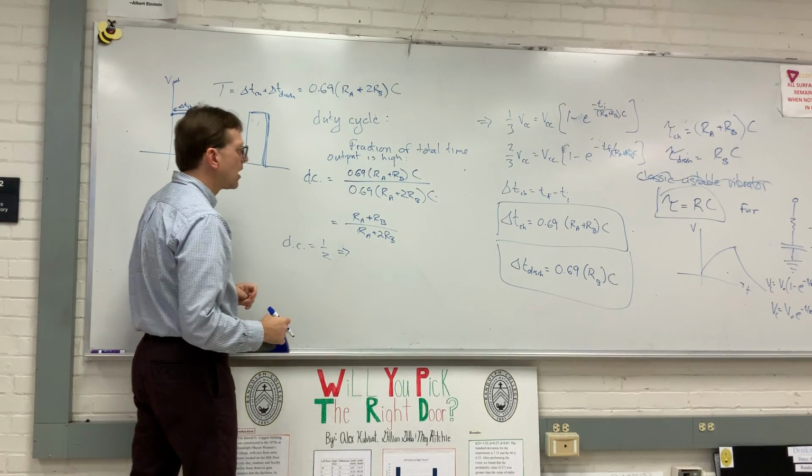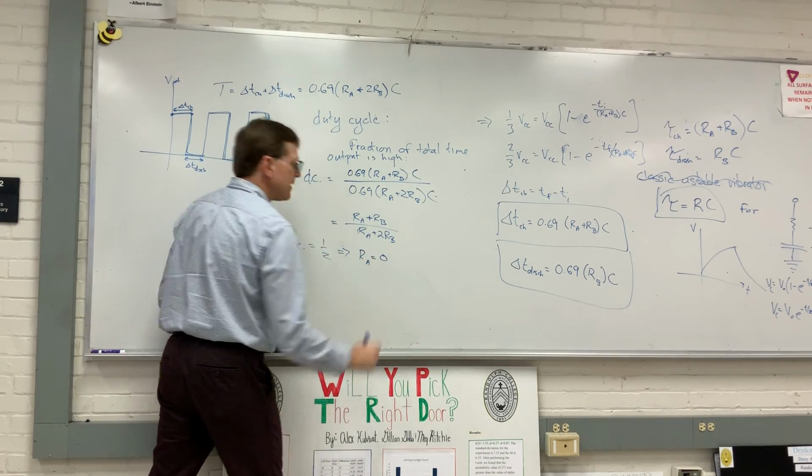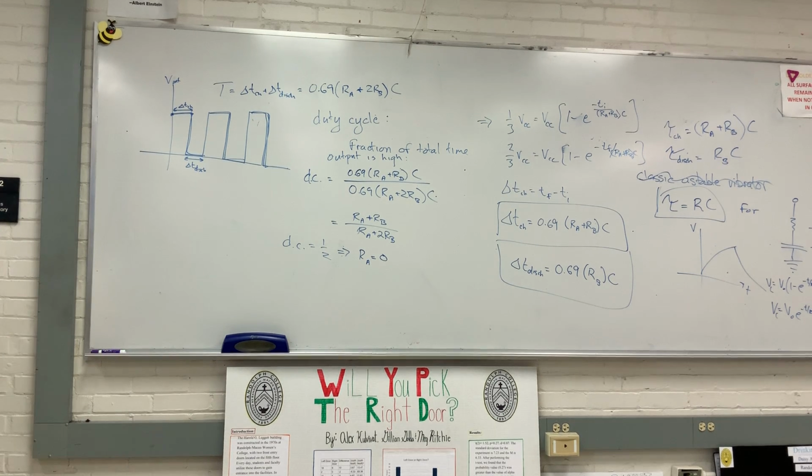RB could be anything, just nothing for RA. RA equals 0. If RA is 0, then no matter what RB is, you get a duty cycle of 1/2.